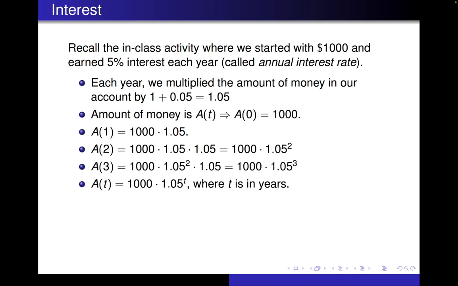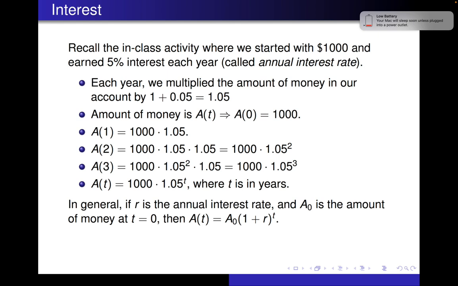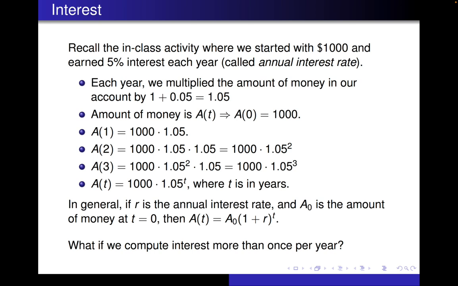And again, t is given in years. So in general, if r is the annual interest rate and A0 is the amount of money at t equals 0, then we get A of t equals A0 times 1 plus r to the t. Every time we go from one amount to the next in successive years, we always multiply by 1 plus r. So now the question is, how do we compute interest if we do it more than once per year? Because this was contingent upon computing interest once per year.